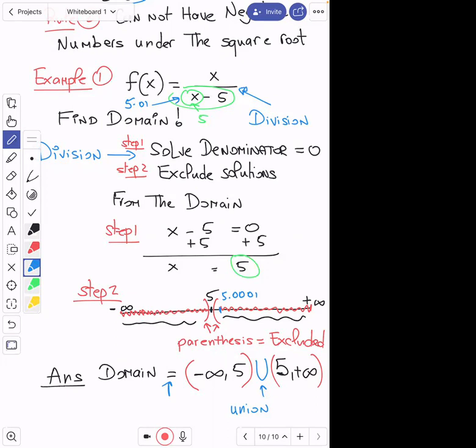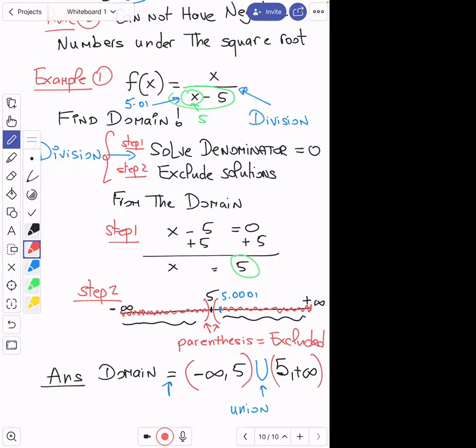Any other question, guys? Just keep in mind, whenever you have this, it's probably going to be in the second problem in your test. You want to find the domain of function f, you have to ask yourself 2 questions. Is there a division or is there a square root? Whenever you have a division, you have 2 steps: you have to solve the denominator equal to 0, and then you have to exclude the solutions.